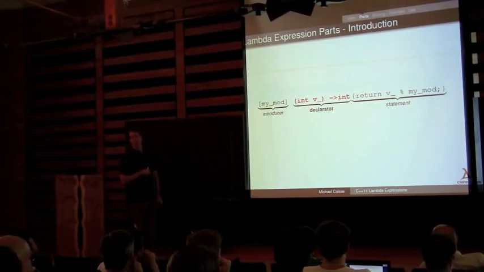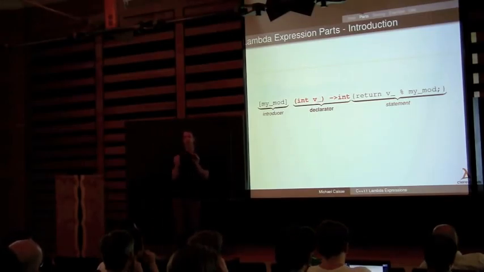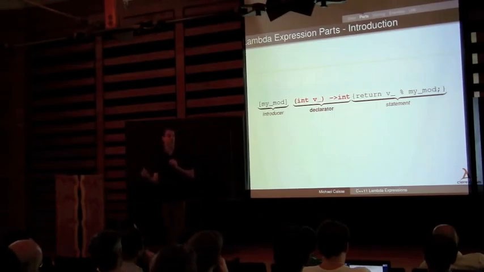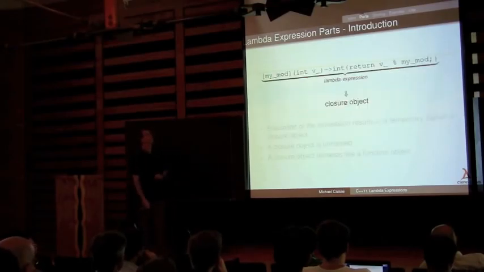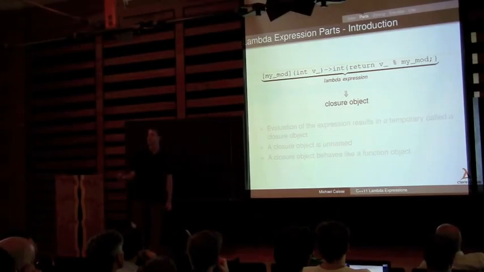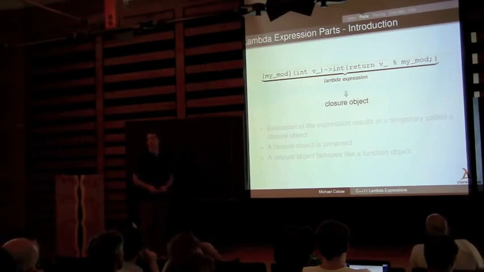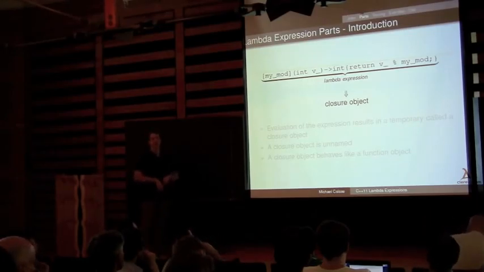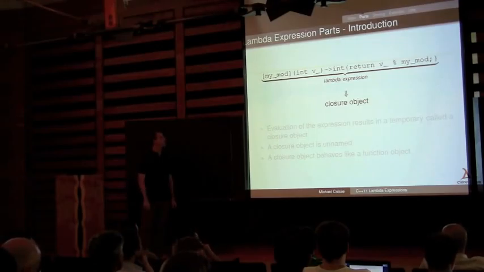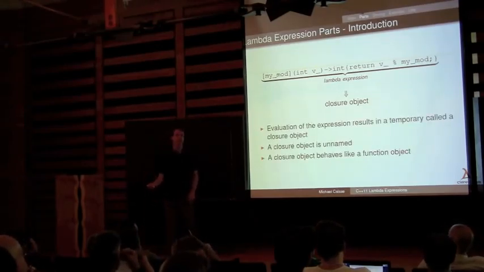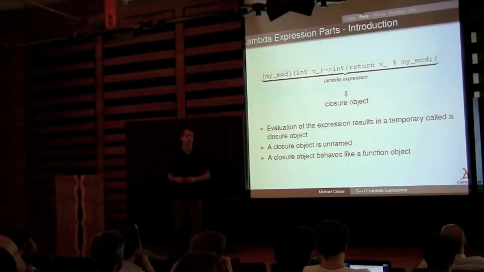Between the introducer and the statement, whatever ends up there is the declarator. And it could be a lot of different things, but as we're going to find out here in a moment, it's optional. And so you now know its name. We're going to use it later. The lambda expression, when it's evaluated, will become a closure object. So we're going to evaluate this expression, and when the expression's done being evaluated, there's going to be an unnamed object. It's called a closure object. And the closure object behaves just like a function object. So we can think of it as a function object in every other way that we normally would.